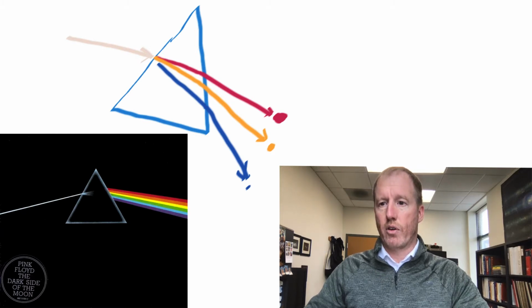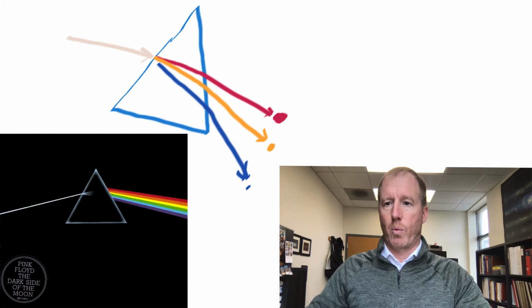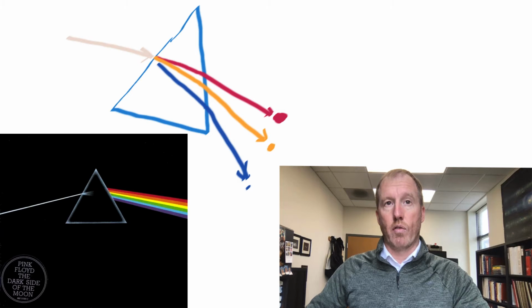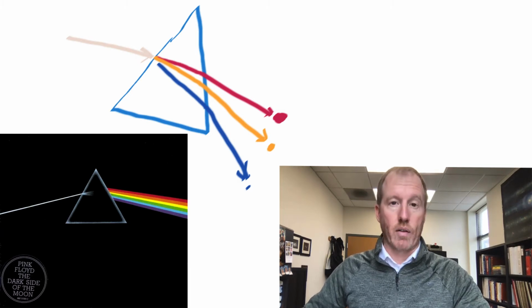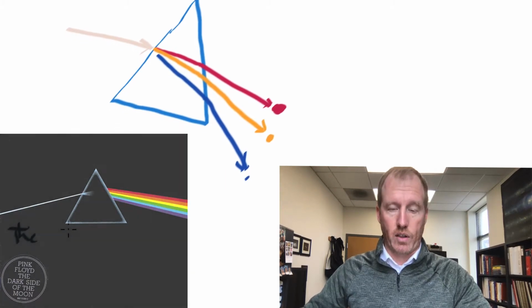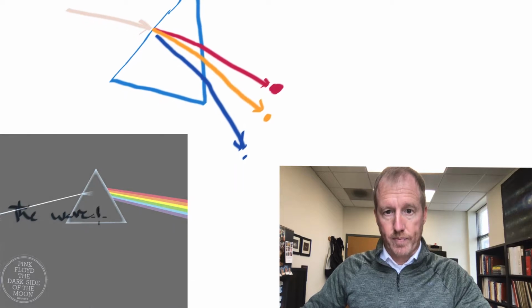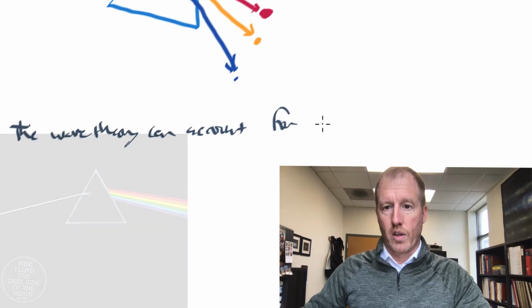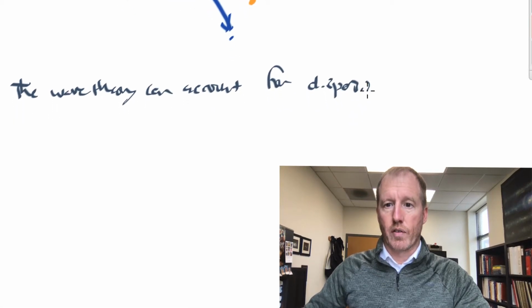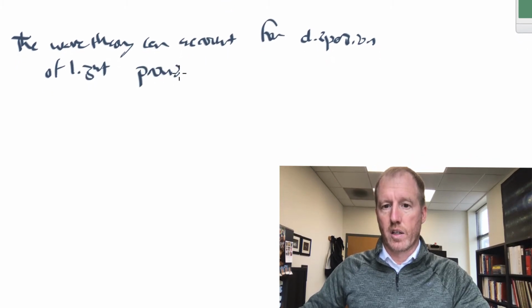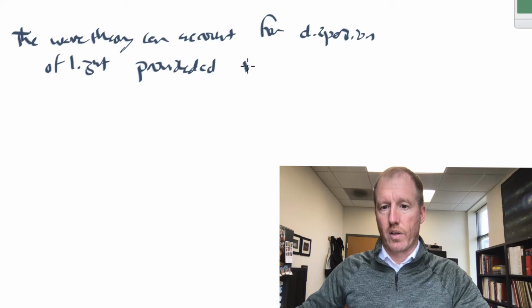How does the wave theory account for it? Well, he argues that the wave theory is able to account for this if you say that the refractive index of the glass, or whatever substance you're talking about, is itself a function of the wavelength. So the wave theory can account for the dispersion of different colors of light, provided that the refractive index is itself a function of wavelength.